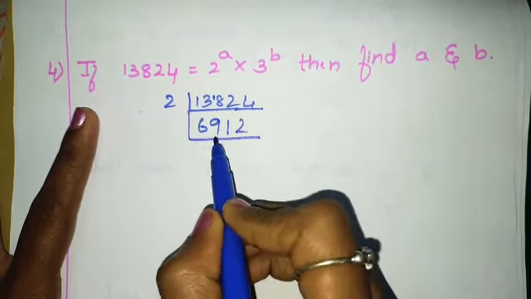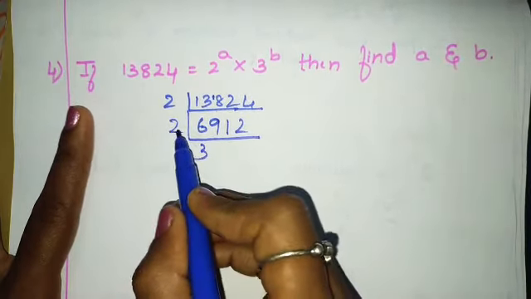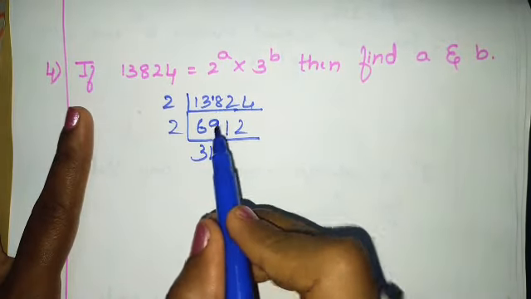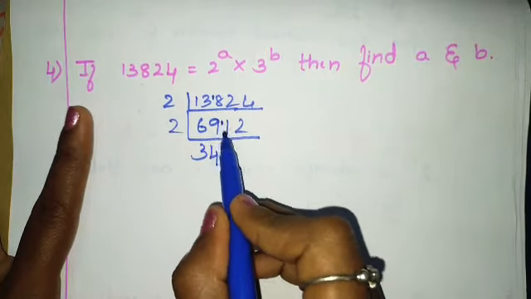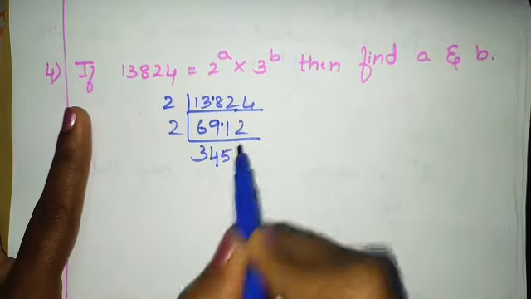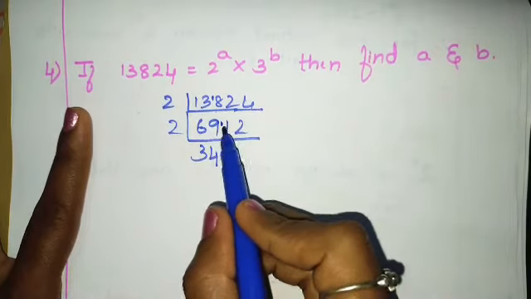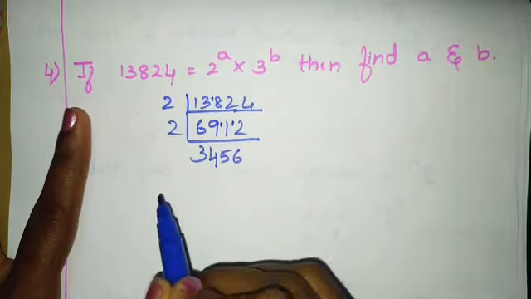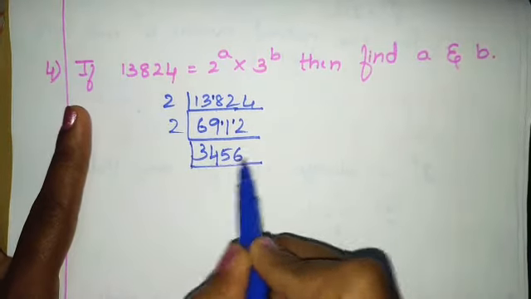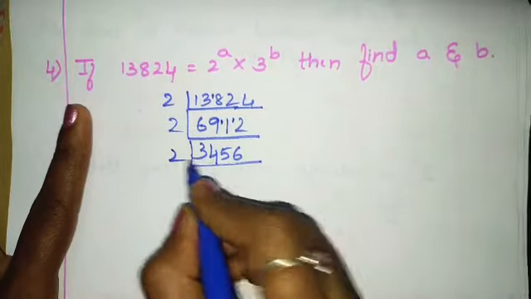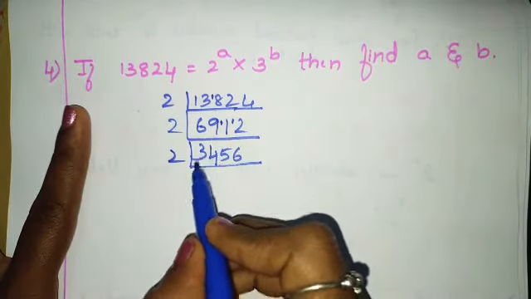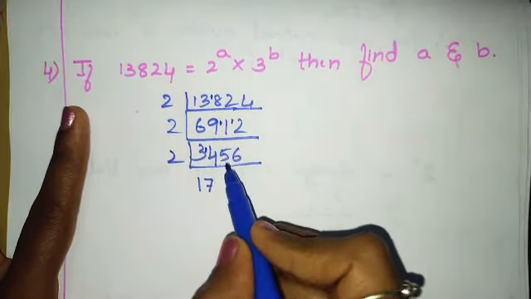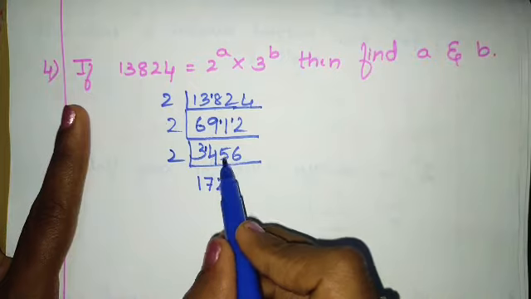Now again I can do this with 2. 2 3s are 6, 2 4s are 8. 9 minus 8 is 1. That 1 I'll shift here. This becomes 11. 2 5s are 10. Again 11 minus 10 is 1. That 1 I'll shift here, so this becomes 12. 2 6s are 12. Next, again I'll do this with 2 only. 2 1s are 2, 3 minus 2 is 1. I'll shift that 1 here. This becomes 14. 2 7s are 14. Then 2 2s are 4, so 5 minus 4 is 1.